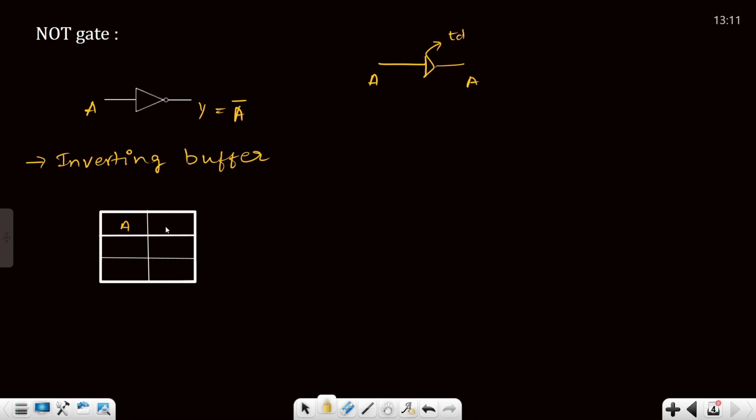If you are having A and output Y, if you give 0, the output will be 1, and with 1, the output will be 0. This NOT gate is used in multivibrators. Multivibrators are a very important topic in digital electronics. We will learn about it in future videos. It acts as an inverting buffer. So these are the basic gates.